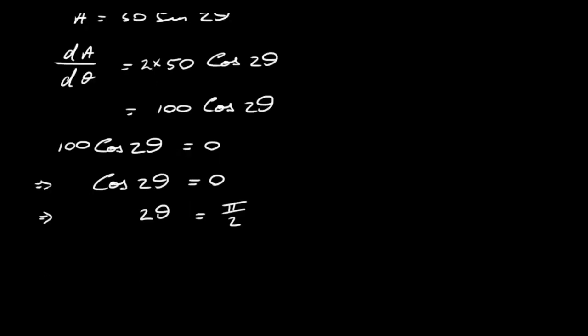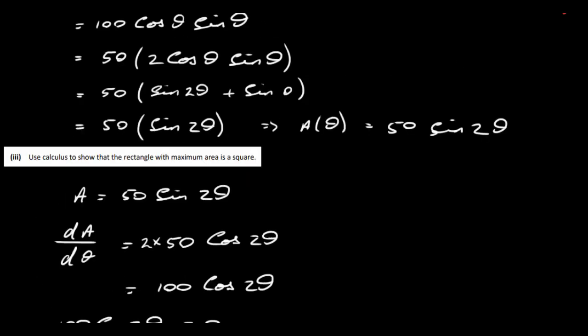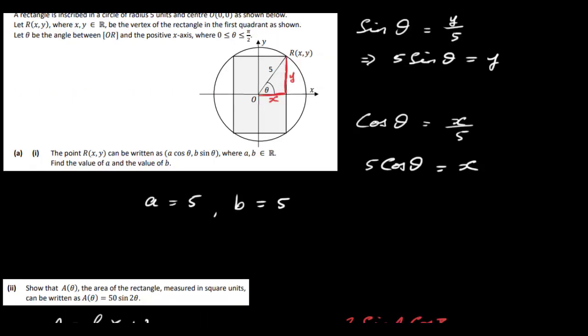Okay, so we have 2 theta here, so what we've got to do now is just work out what theta is. So theta is going to be divided across by 2, and we get pi over 4. So theta is 45 degrees, or pi over 4. Now what is theta? Let's just have a look back up here at our diagram. Theta is this angle here. So we know that that's going to be 45 degrees.